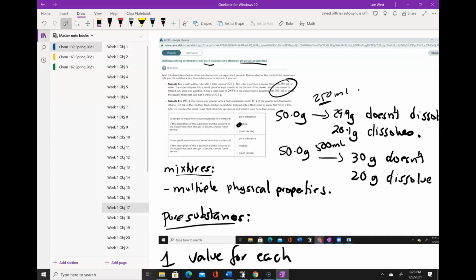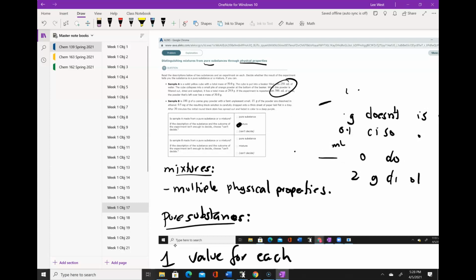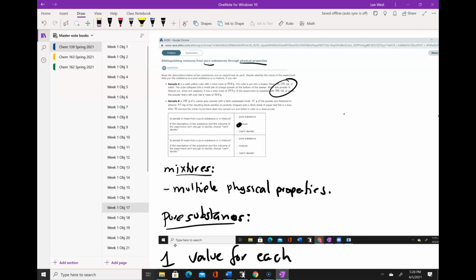All right, so that's what's going on there. So we've got two things, and they have different solubilities in water. 20 grams of it doesn't dissolve, doesn't matter how much water you add. 30 grams of it can dissolve as long as you have 250 mils or more.